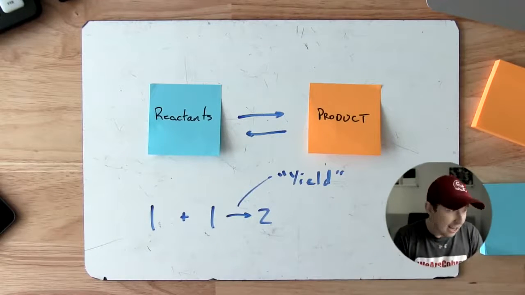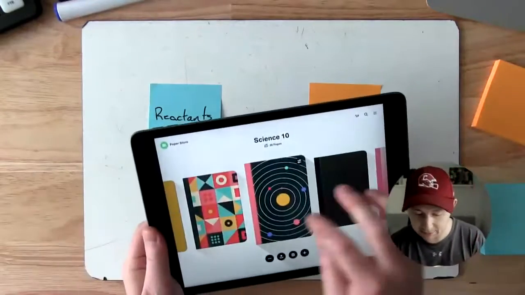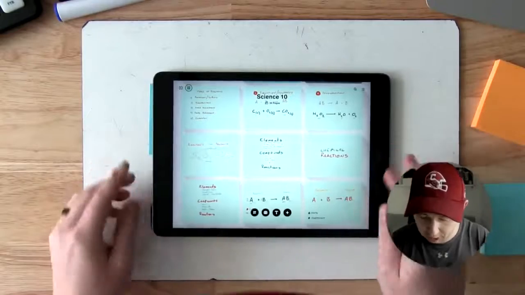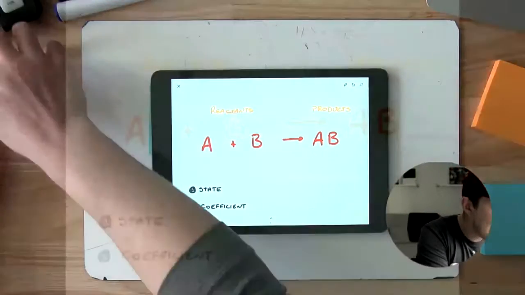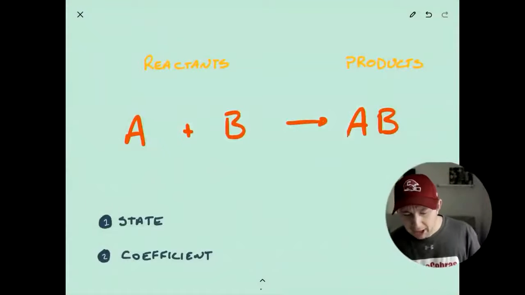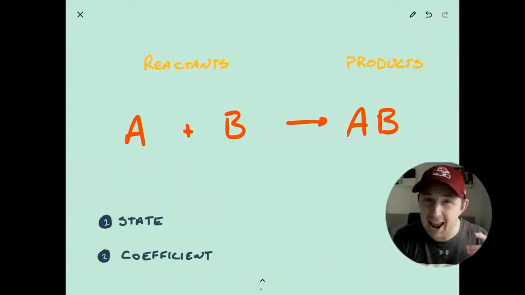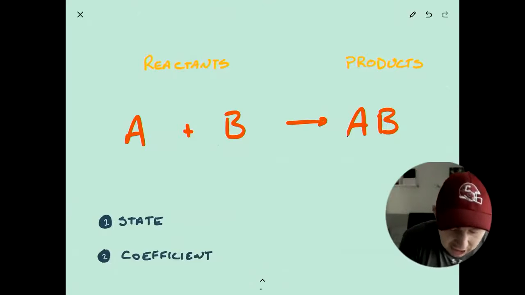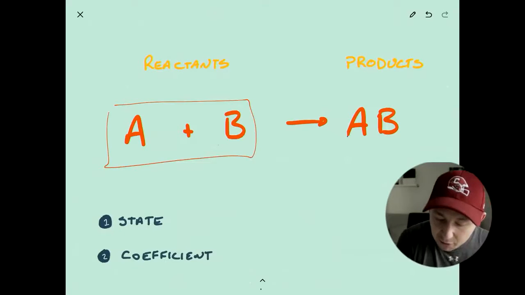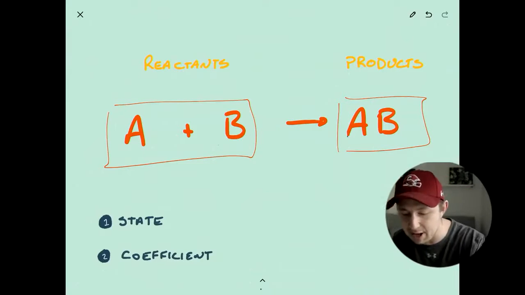So let's look at a really simple example to start off here. Let's go back into our notebook here. Let's look at this one. I've written this one out as A plus B gives us AB. Now, this A could be any compound or element. B could be any compound or element. But it's the same idea. Reactants on this side, and we've got our products on this side. A plus B gives us AB.